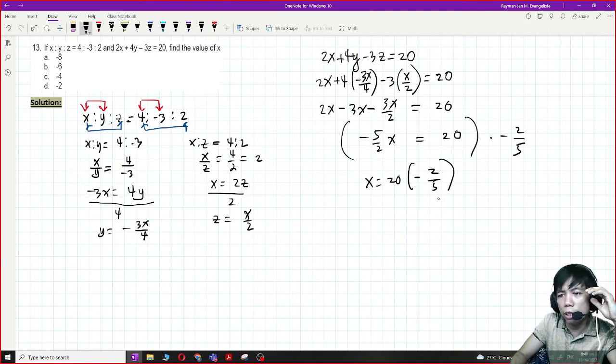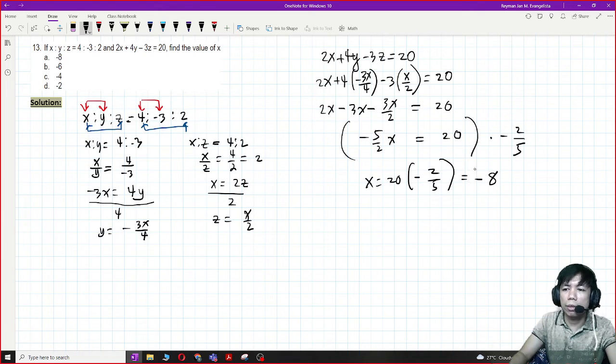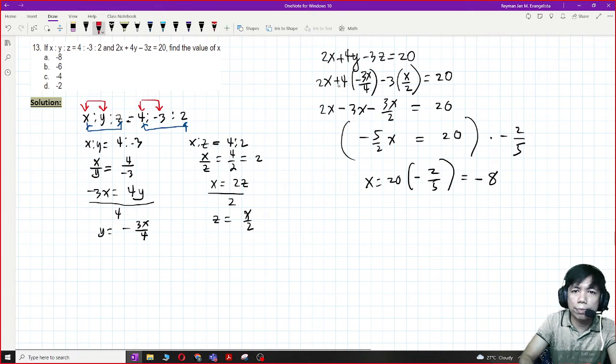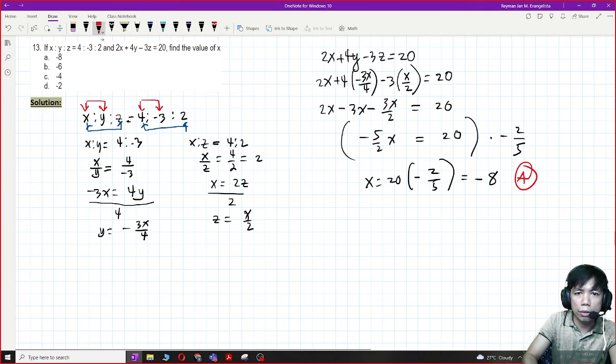Okay, so, madali dyan. Ito muna, no? 20 over 5 is 4. Okay? 20 over 5 is 4 times negative 2 is negative 8. Ayan. Okay? So, the value of x is negative 8. Letter A. Okay, yung isa pang trick dito guys, no, ganito na, yung ginagawa ko.